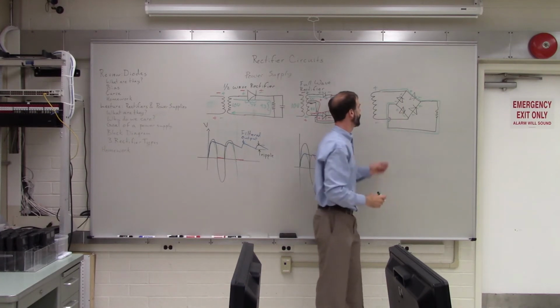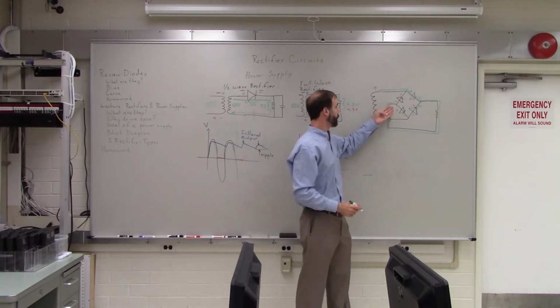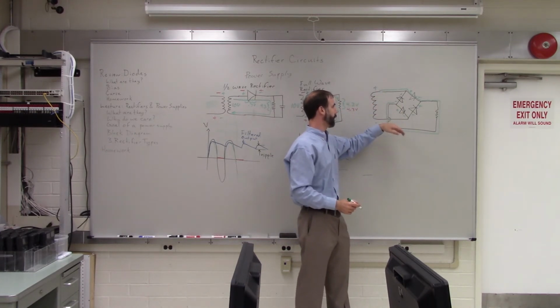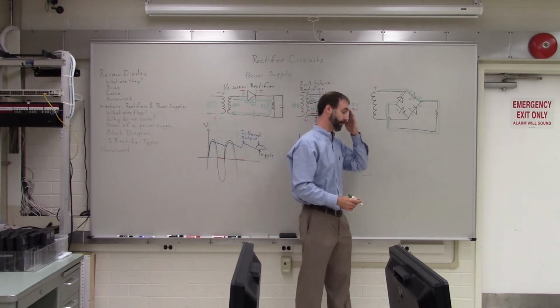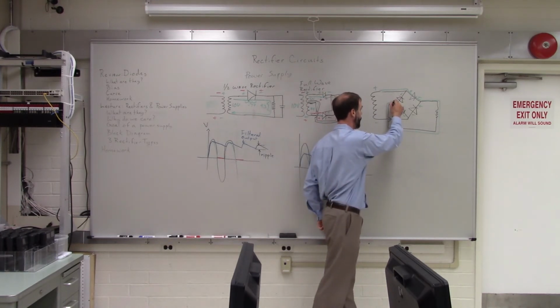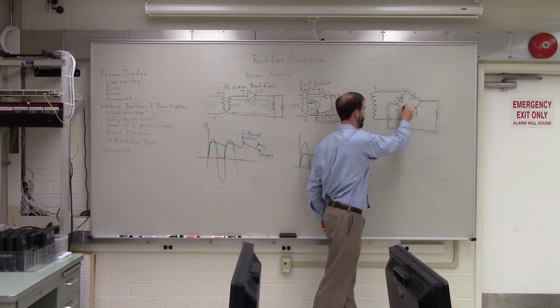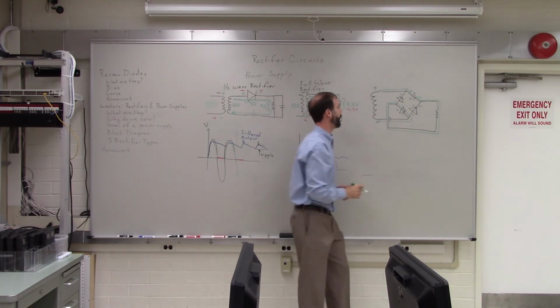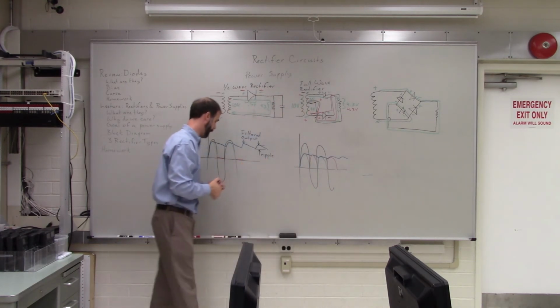Comes up there. Electricity always goes towards the lower voltage, so it's going to go down this way, and then it's going to end up back at the other side of the transformer.